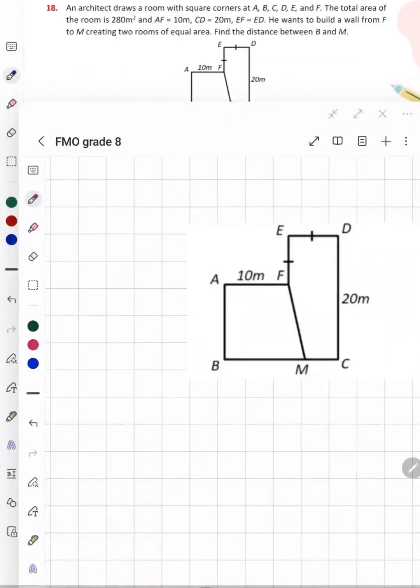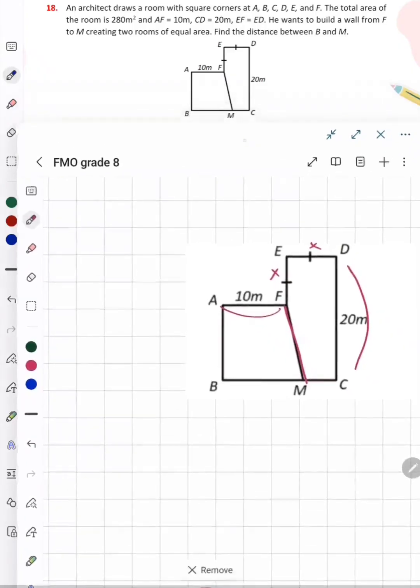Number 18. An architect draws a room with square corners at A, B, C, D, E, and F. The total area of the room is 280 meters squared, and AF equals 10. So this is AF. CD equals 20. EF equals ED, let's denote them with the same letter. He wants to build a wall from F to M, creating 2 rooms of equal area. Find the distance between B and M. So it's question number 18.